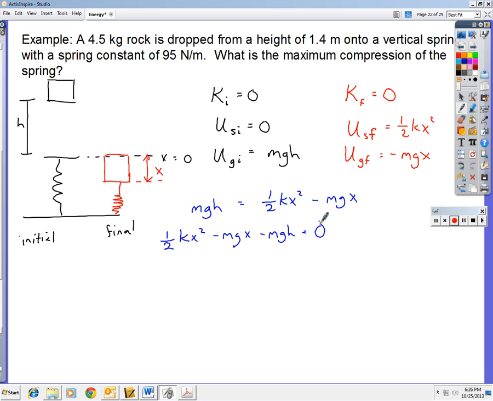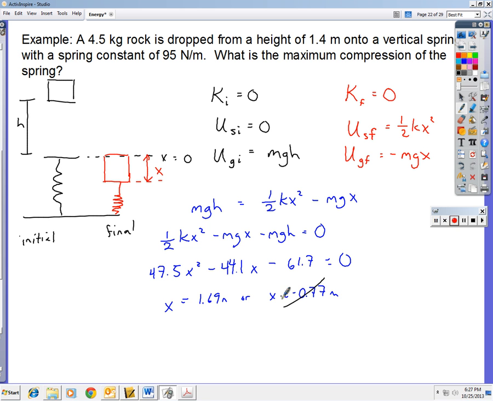And the easiest thing to do at this point is plug in numbers. When you do that, you end up with 1/2 k is 47.5 x squared minus mg is 44.1 times x, minus mgh is 61.7, and all that equals 0. Now you use the quadratic formula or solve it however you want, but you'll get two answers. x equals 1.69 meters, or x equals negative 0.77 meters.